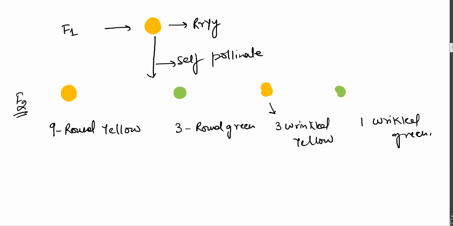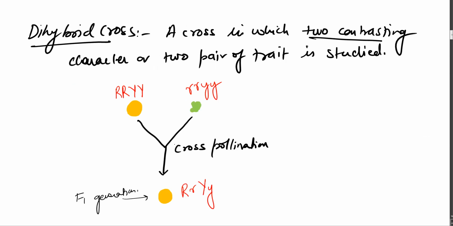So what he did actually, he took the round yellow and the wrinkled green. When he cross pollinated them, he found that all were round yellow. There was no wrinkled green.